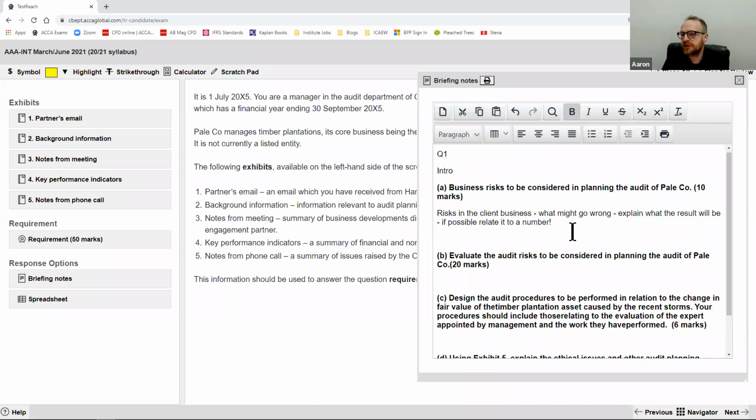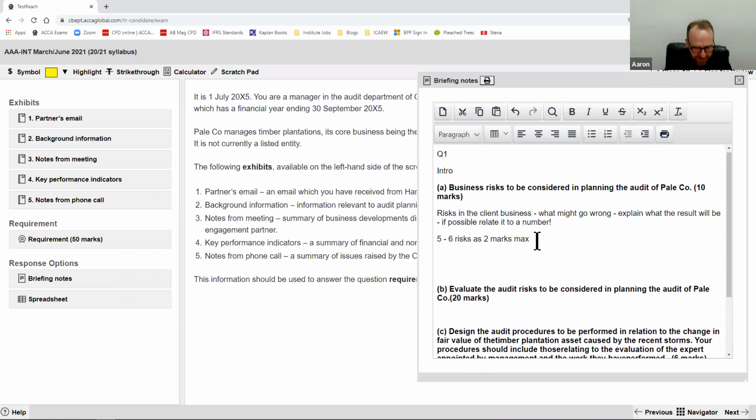The other thing to point out whenever we're thinking about business risks is that they're not actually that difficult, okay? That means that you're not going to get as many marks for them as you would for an audit risk. So I would be budgeting 2 marks maximum for a business risk. So you've got 10 marks here. I therefore would be looking for 5 to 6 risks, okay? Because it's going to be 2 marks max. Now I might be able to bulk that out if they're going to give me extra marks for numbers, but that might not be the case. Okay, so I'm looking for 5 to 6 of the risks, 2 marks max. We're good to go. Okay.